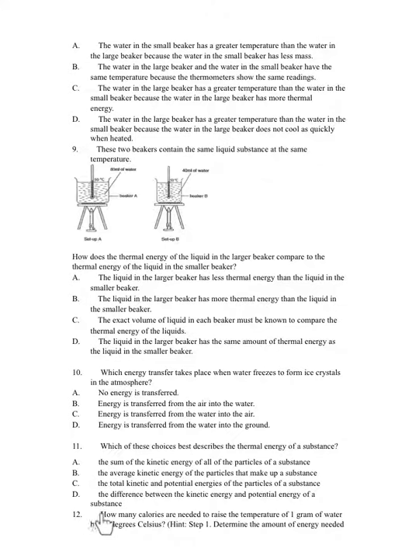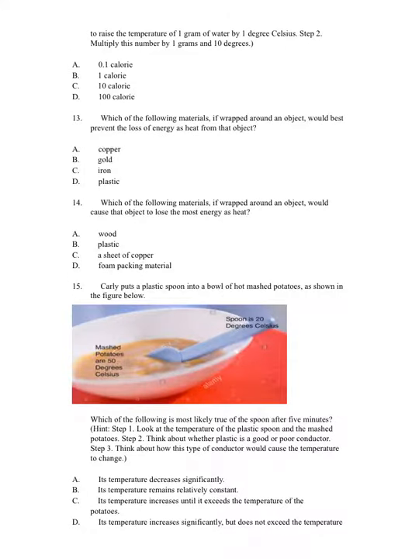Number 12. How many calories are needed to raise the temperature of 1 gram of water by 10 degrees Celsius? Step 1. It takes 1 calorie to raise the temperature of 1 gram of water by 1 degree Celsius. Step 2. Multiply this by 1 gram and 10 degrees. A. 0.1 calories. B. 1 calorie. C. 10 calories. D. 100 calories.